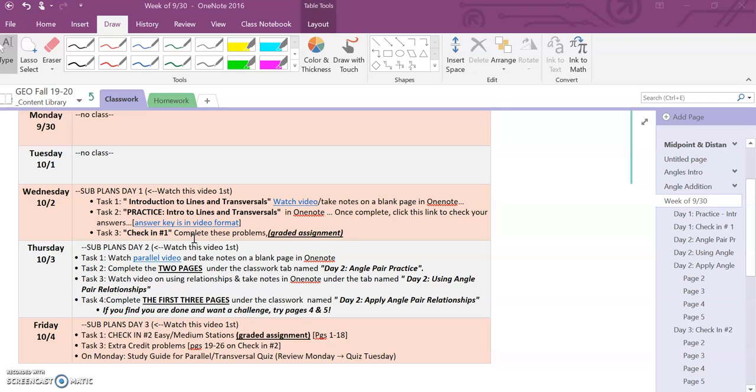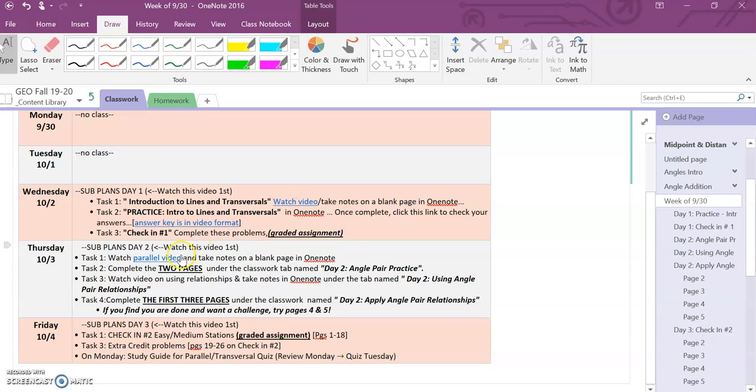Keep in mind, you have to make sure you completed check-in number one, which was task number three yesterday, because that is a graded assignment. So shout out to that. Make sure you get that done before you move on to day two. But day two is pretty stacked. We have a bunch of things for you to look at. So let's just get to it.